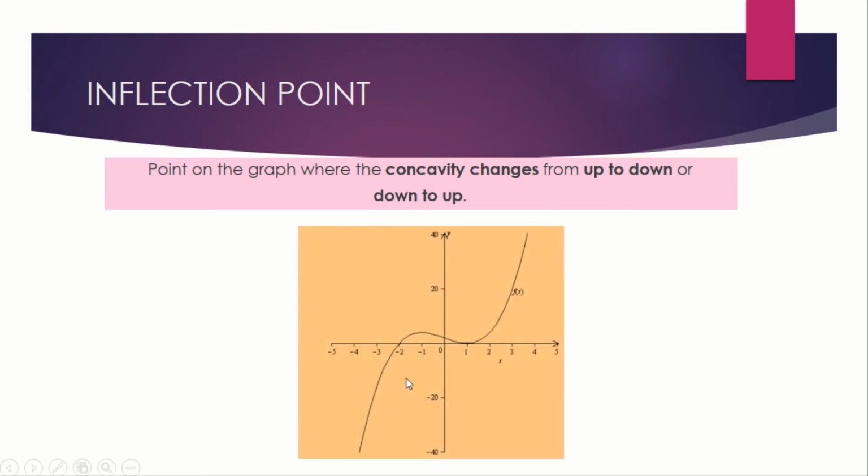So if you look at this graph, you can see that for x less than 0, it is concave down, and for x greater than 0, it is concave up. That is why the point x equals 0 is an inflection point. We get the point as an inflection point. For x less than 0, it is concave down. For x greater than 0, it is concave up.